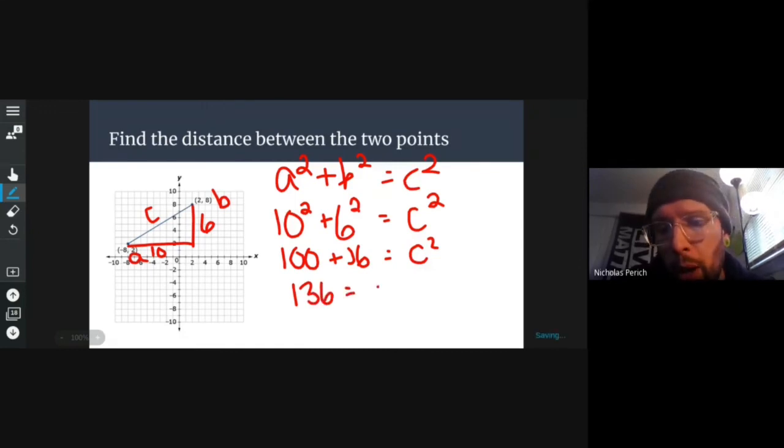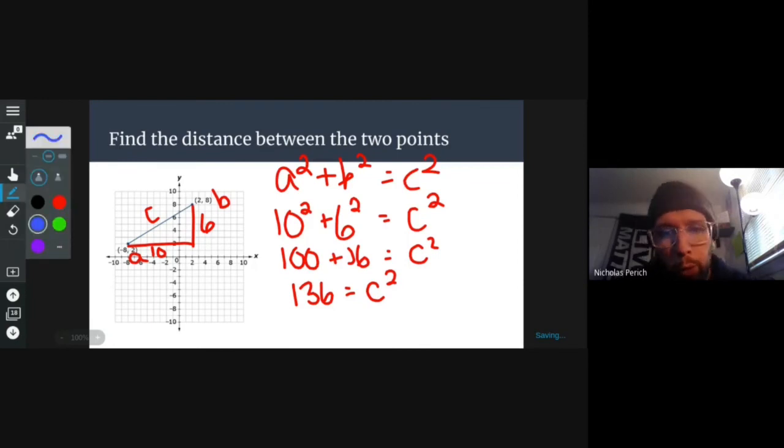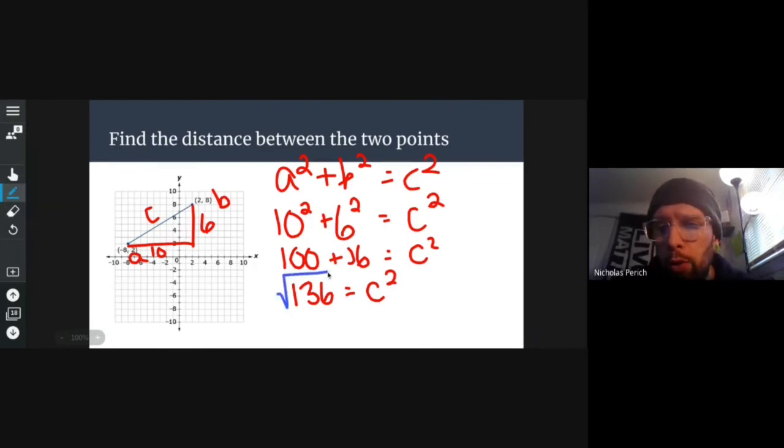Is c all by itself? Nope. How do I get rid of a squared? Square root it. I don't know what the square root of 136 is, but I know that the square root of 144 is 12, so this is going to be a little bit less than 12. I found this on the web. The square root of 136 is approximately 11.6619.